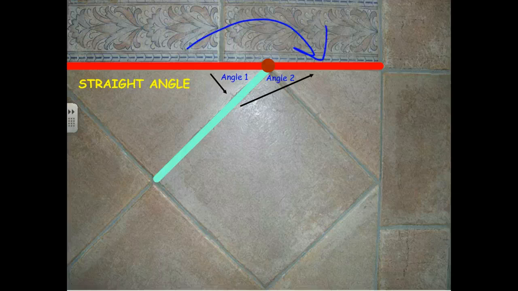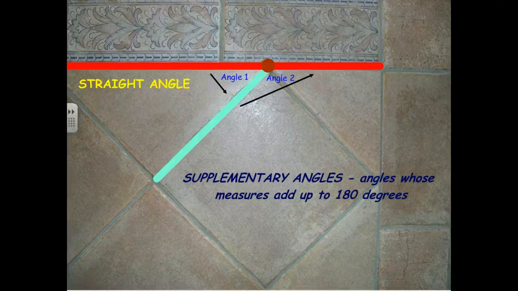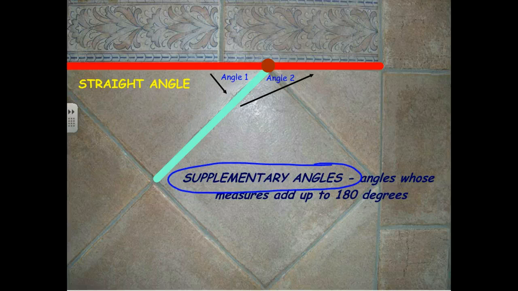But if we look at the bottom now, our straight angle has been cut into two segments, angle 1 and angle 2. Now, collectively, if we added these two angles together, they would have to be equal to a straight angle. Their measures, which is the number of degrees in the angle, have to equal 180 degrees. And they form a special pair of angles called supplementary angles. These are angles whose measures add up to 180 degrees. So the red line here is a straight angle.